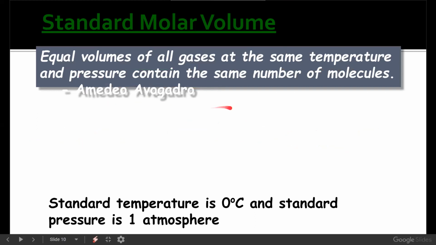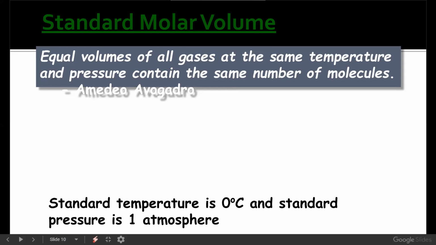And it moved out a little way, but we're going to talk about something called standard molar volume. Equal volumes of all gases at the same temperature and pressure contain the same number of molecules. This is one of the things that Avogadro figured out, and it's really kind of cool.